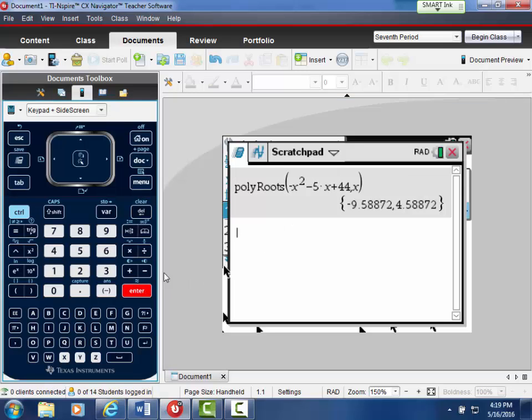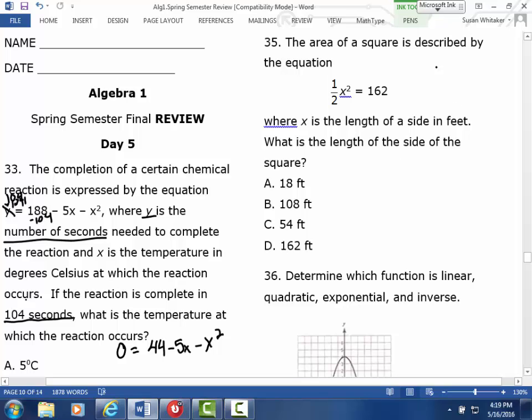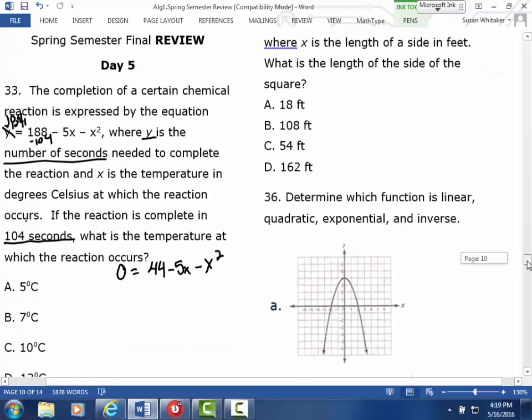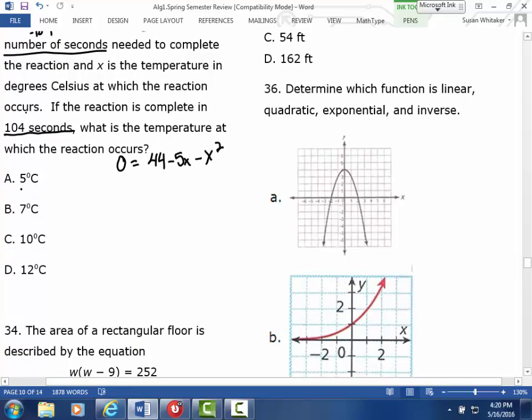So we hit enter, and it gives us -9.5 and 4.5. Okay, so when we look back at our answer choices, that doesn't exactly match any of them, right? But none of these answers are negative, so it's not going to be the -9.5. 4.5 would round up to be 5 seconds, okay? So that's the answer we would pick. All right. There are other ways to solve, and if you've got another one that works for you, you go ahead and use that, okay?